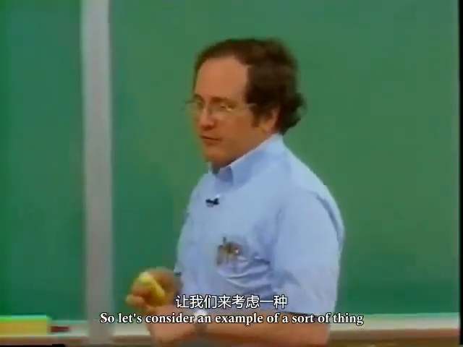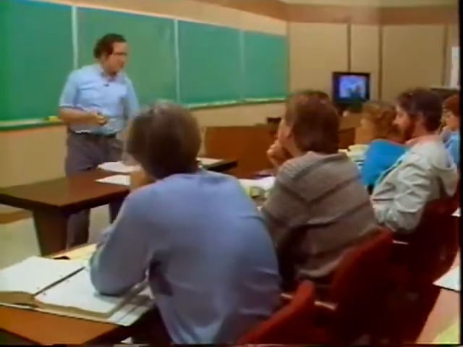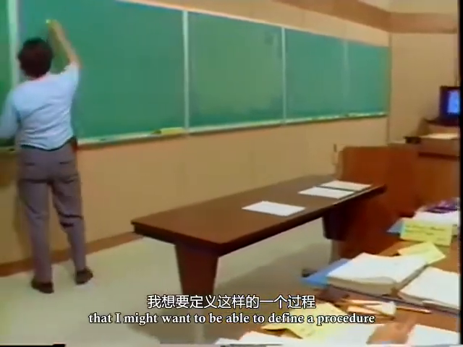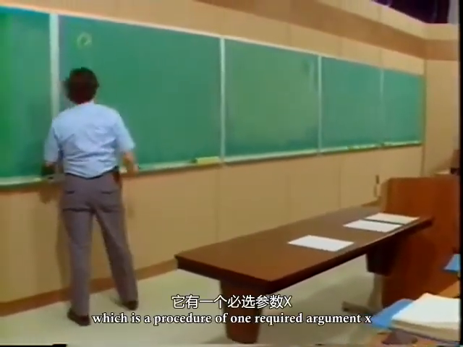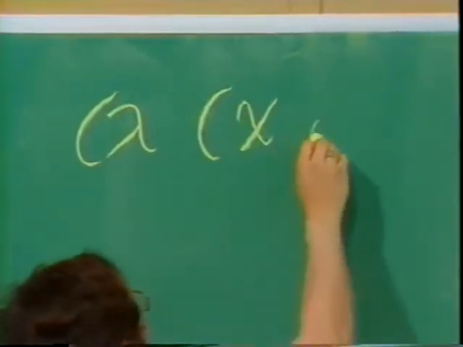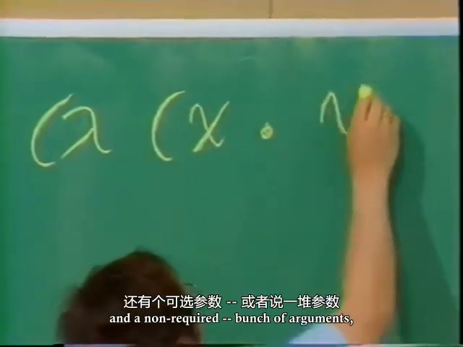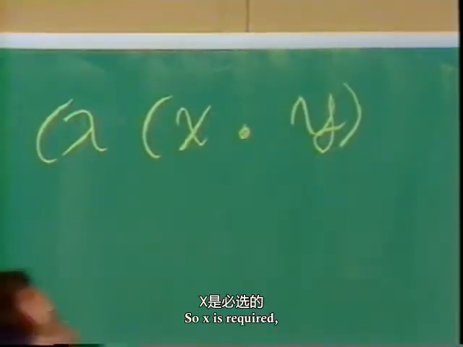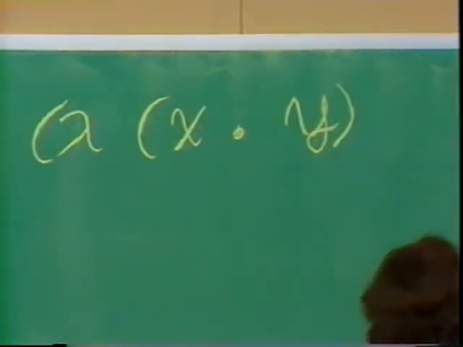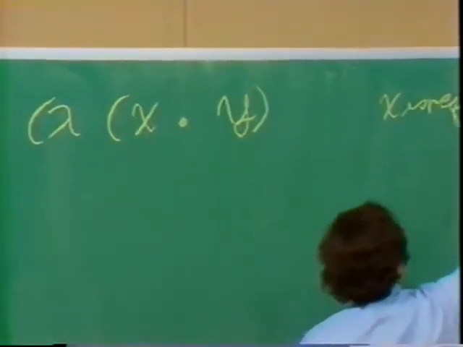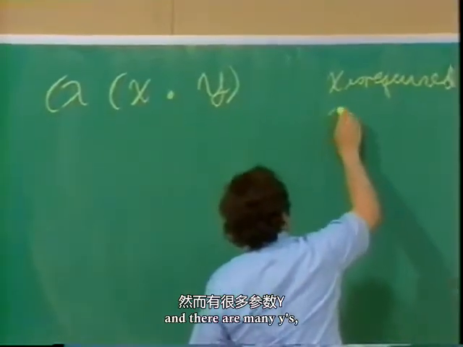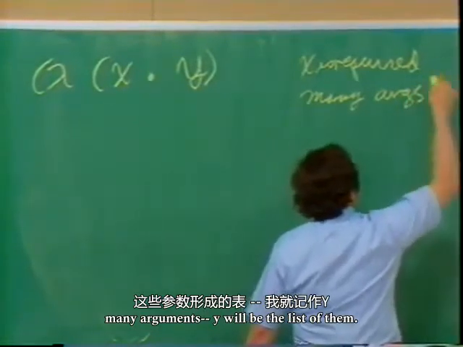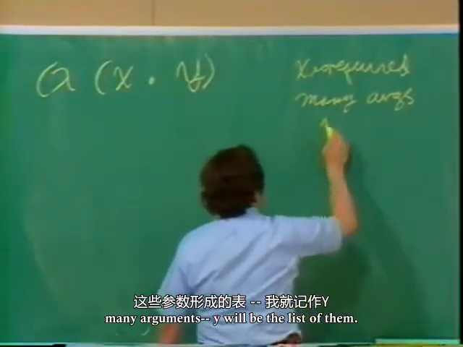So let's consider an example of the sort of thing we might want to be able to do. An example might be that I might want to be able to define a procedure of one required argument x and a bunch of non-required arguments, I don't know how many there are, called y. So x is required, and there are many y's, many arguments, which we call y will be the list of them.